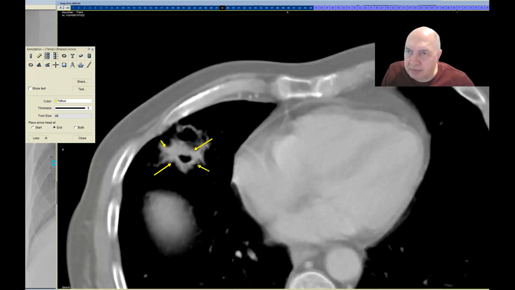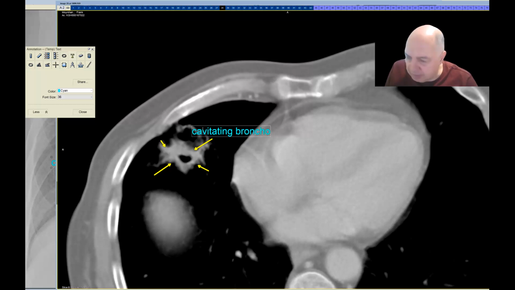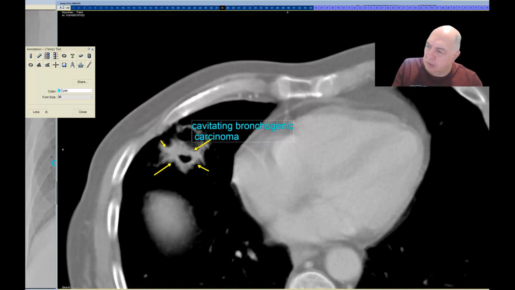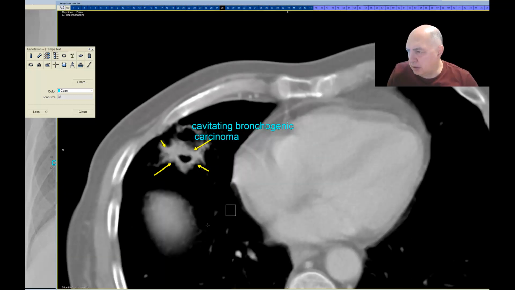So this would be quite suspicious of a cavitating bronchogenic carcinoma. So that's the likely diagnosis: cavitating bronchogenic carcinoma with mediastinal adenopathy.